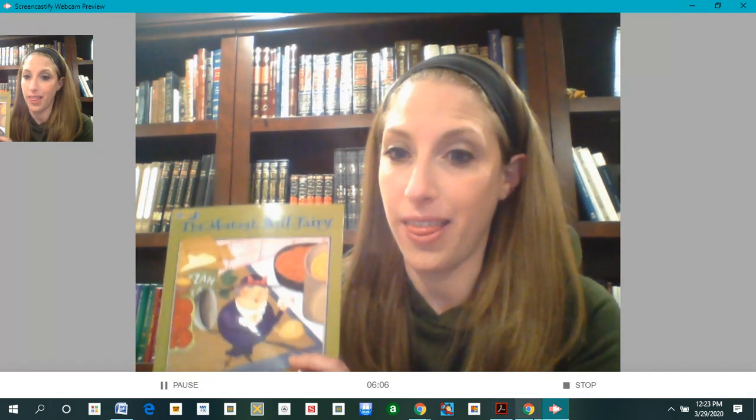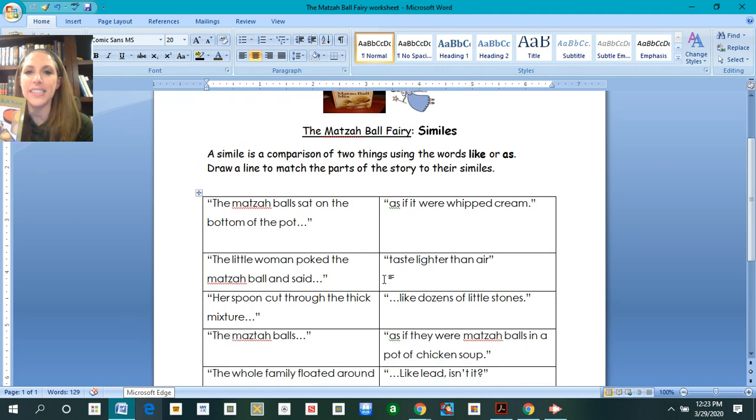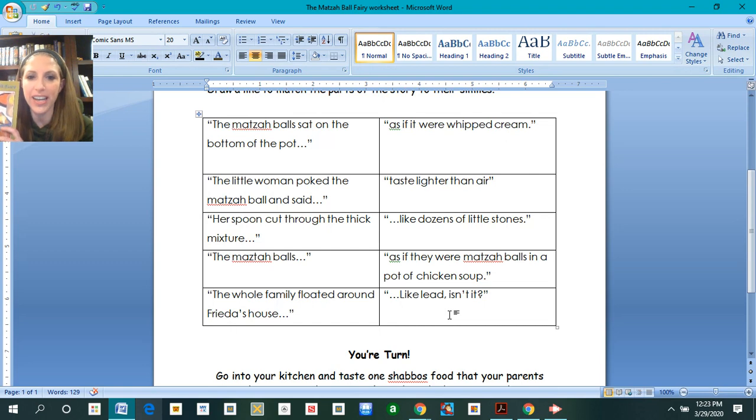And when you're finished with that, I want you guys to take out the graphic organizer sheet that your teachers provided for you. It looks like this. We're going to be reading all the similes in the story, and we're going to be able to match the comparisons when we're done reading.